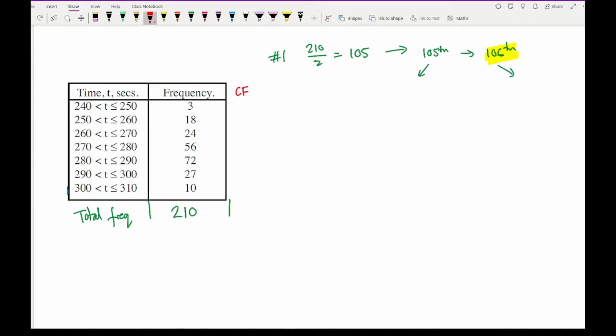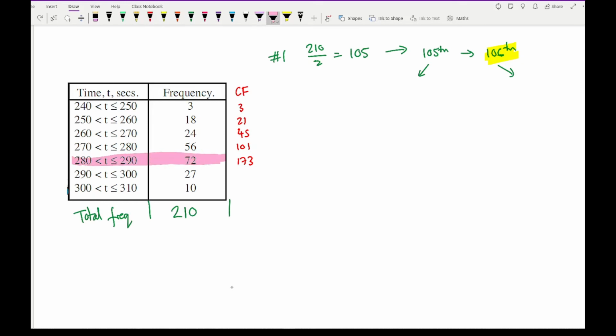So I'm going to do my cumulative frequency values. I've got 3 in the first group, plus 18 gives me 21, plus 24 gives me 45, plus 56, which gives me 101, plus 72, which gives me 173. Now, because I'm looking for the 105th, 106th number, that means that my median is going to lie in this group here.